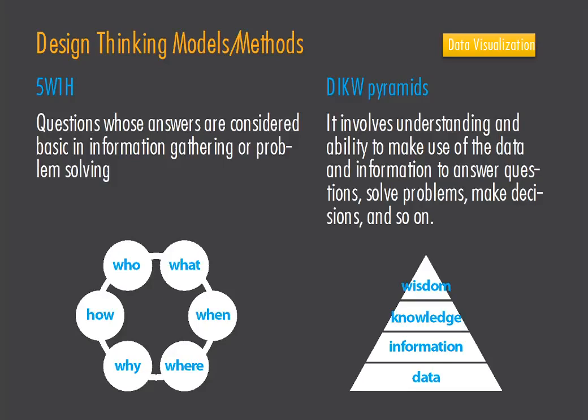Okay, let's continue with more interaction design models and methods. And the first is 5W1H: who, what, when, where, why, and that 1H is how.